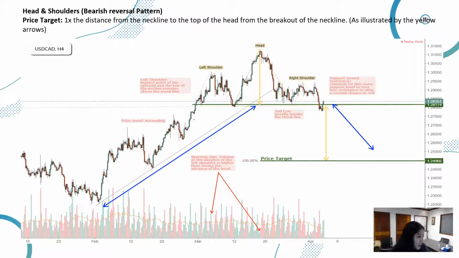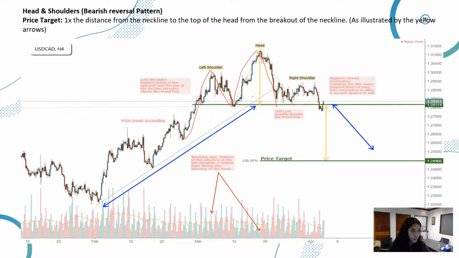So price goes up in ascending order, and retraces back, dropping to the support level. This is the support level here. And it goes up again in the area of the head. The area of the head here. This is the highest point. And from the highest point, it's going to retrace or drop back to the same support level.